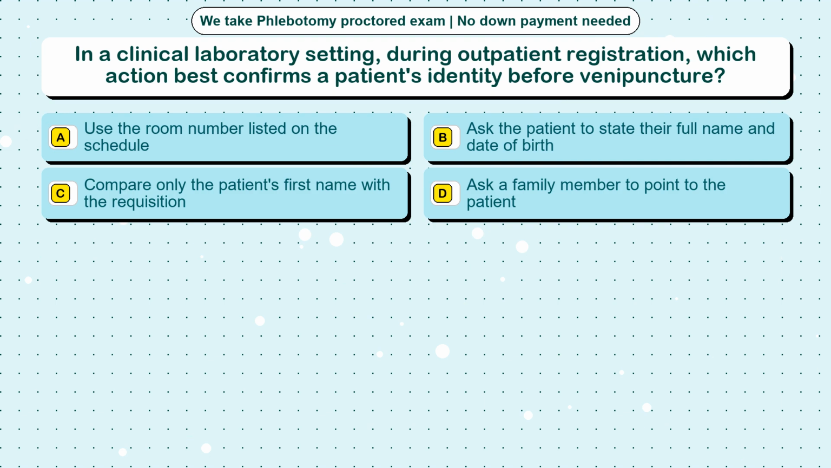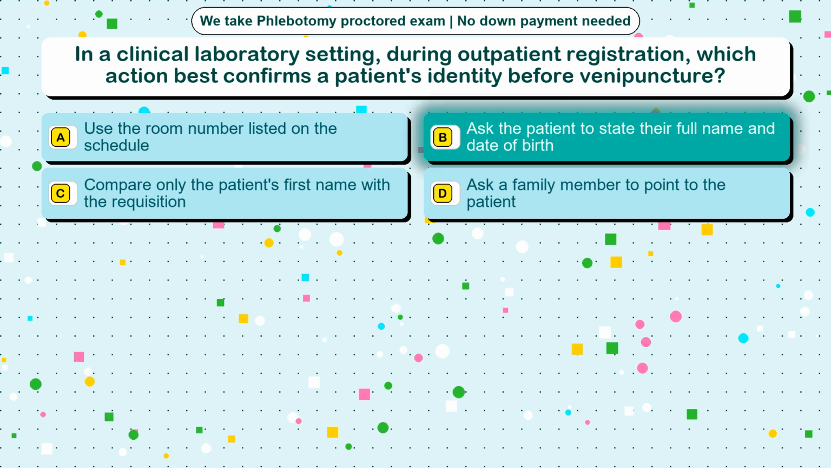Question 85. In a clinical laboratory setting, during outpatient registration, which action best confirms a patient's identity before venipuncture? Option A. Use the room number listed on the schedule. Option B. Ask the patient to state their full name and date of birth. Option C. Compare only the patient's first name with the requisition. Option D. Ask a family member to point to the patient. The correct answer is option B.